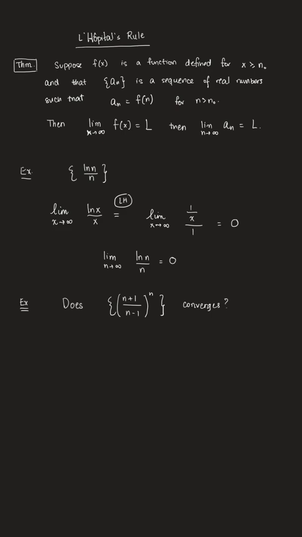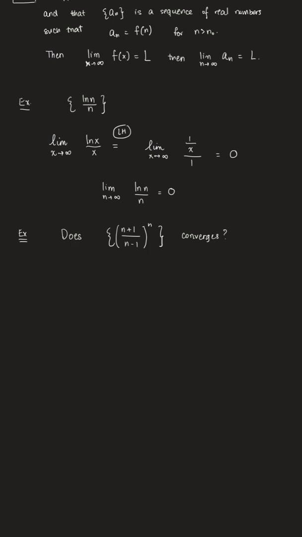So if we look at what's going on here as n gets really, really large, we have an indeterminate form, because if we look at the limit as n approaches infinity of n plus 1 over n minus 1 to the n, we have infinity over infinity to the infinity. That is as indeterminate as it gets. So what we're going to do instead is focus on the function. We're going to look at the limit as x approaches infinity of x plus 1 over x minus 1 to the x, and we're going to apply L'Hopital's rule at some point.